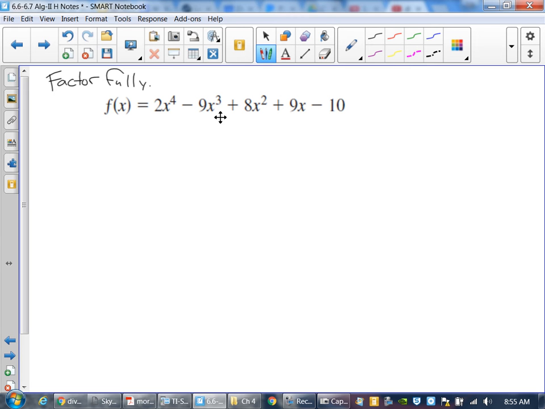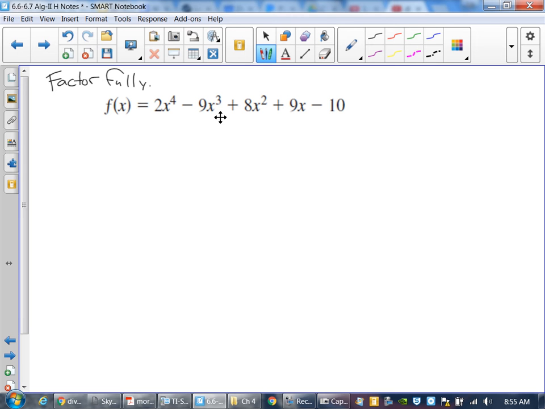What do the tails do in this one? We have 2x to the 4th. We are up, and away. Sorry. This one's up. Okay. This one will be up.